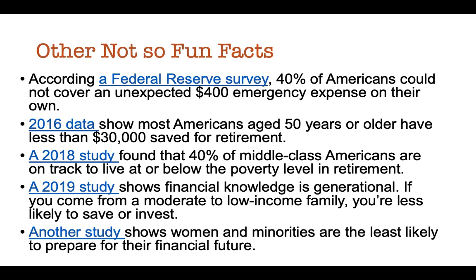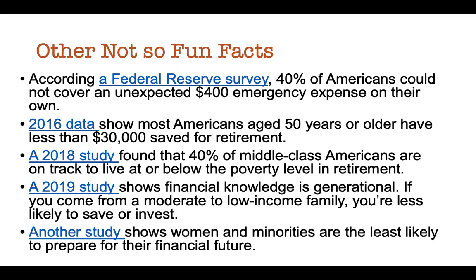So these are people who are currently middle class who simply do not have enough saved up to continue that middle class lifestyle. They're on track to live at the poverty level because they're not saving over the course of their lives. The picture is also bad for women and minorities. More recent studies show that women and minorities are the least likely to prepare for the future, to save and invest, especially when it comes to retirement or other things. And this 2019 study linked above shows why.